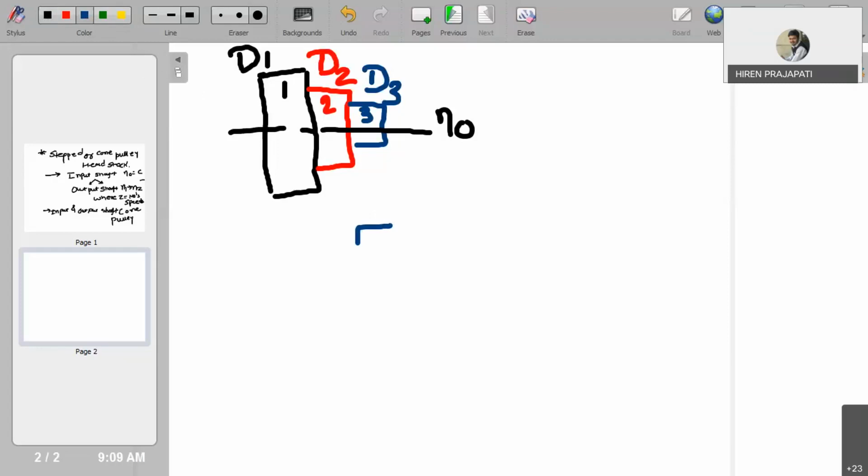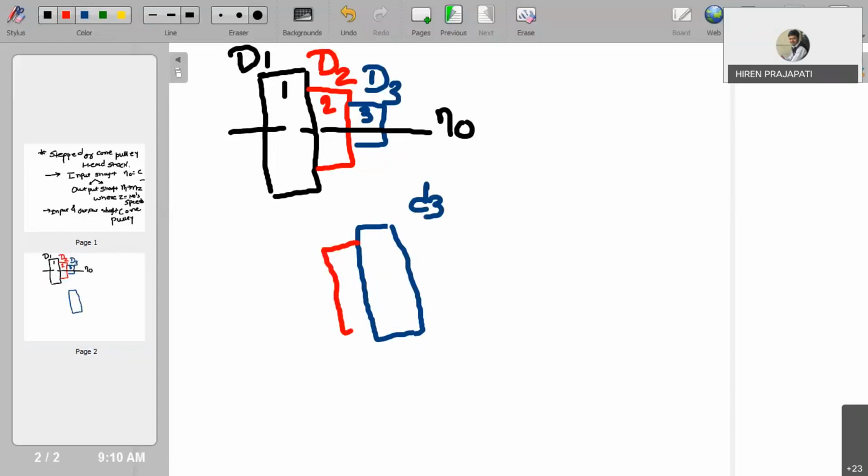So here, this is pulley 3. Let me call the diameter of this pulley small d3. Then we have the second pulley with diameter small d2, and then we have the third pulley, and the diameter of this is d1, right? So these pulleys are on the output shaft.